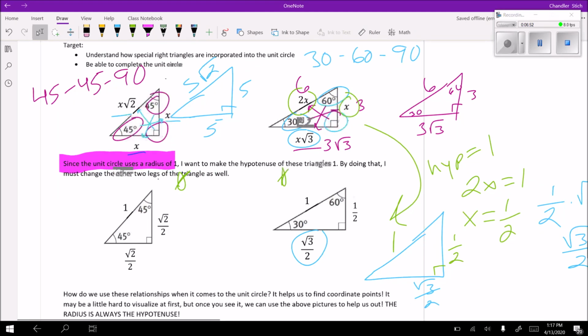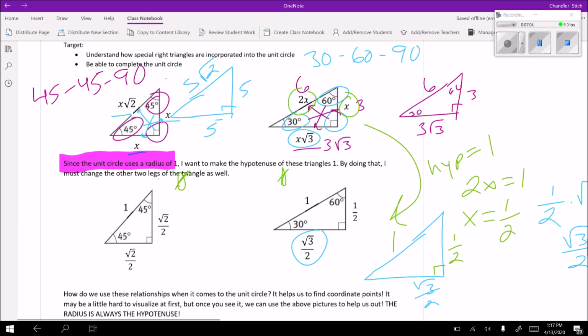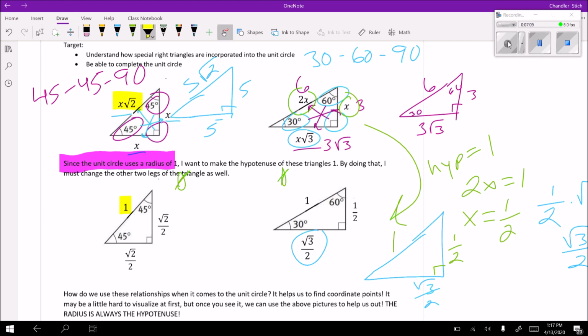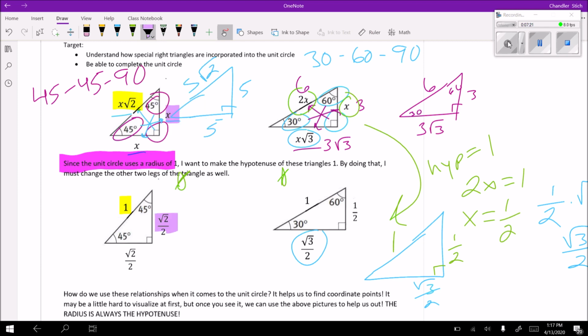Again, this is not entirely the most important thing, but if you like to have that visual of how we get there, we can convert this, x root 2, into 1 by multiplying it by root 2 over root 2. And then I can multiply this x to get me root 2 over root 2, and I can multiply this x to get me root 2 over 2. By doing some simple math conversions, we arrive at these two triangles.